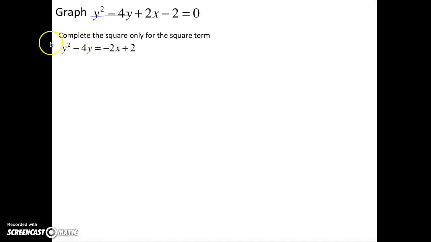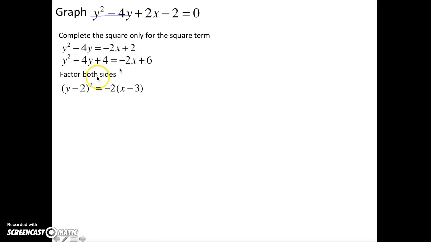You only need to find the perfect square for the y squared terms. So we're going to add 4 to both sides. So we get y squared minus 4y plus 4 equals -2x plus 6. We're going to factor both sides. So the y side becomes a perfect square, (y minus 2) squared.